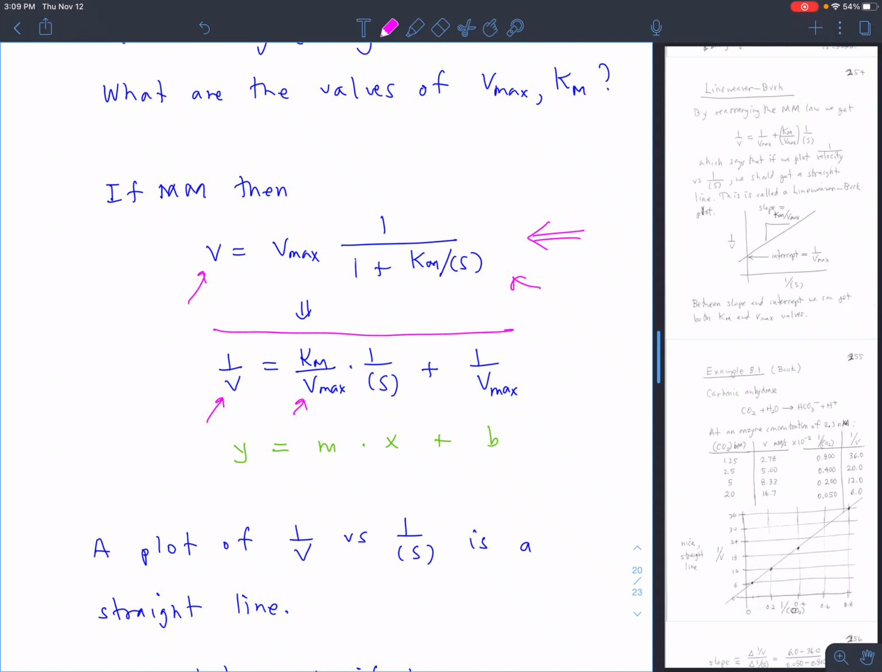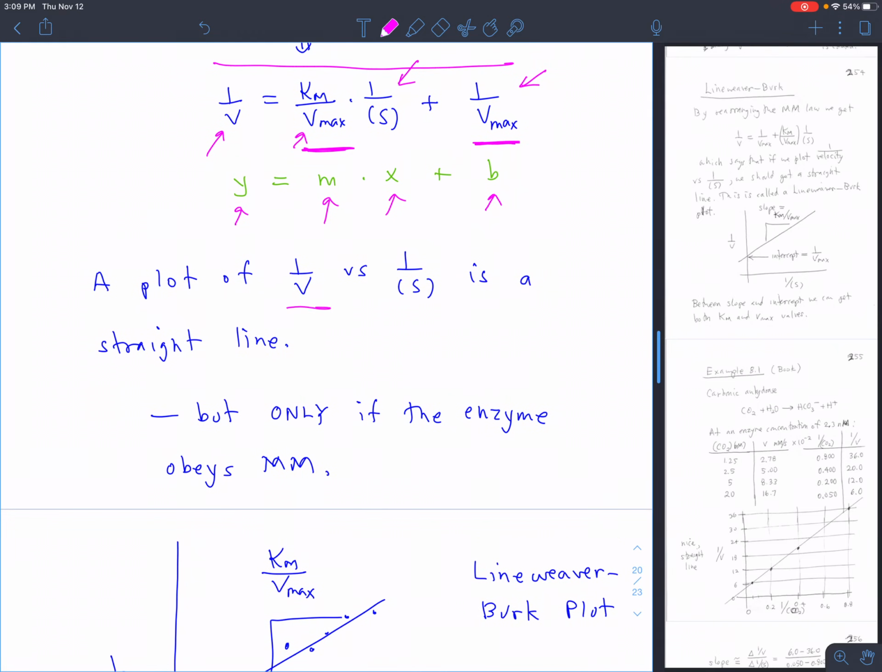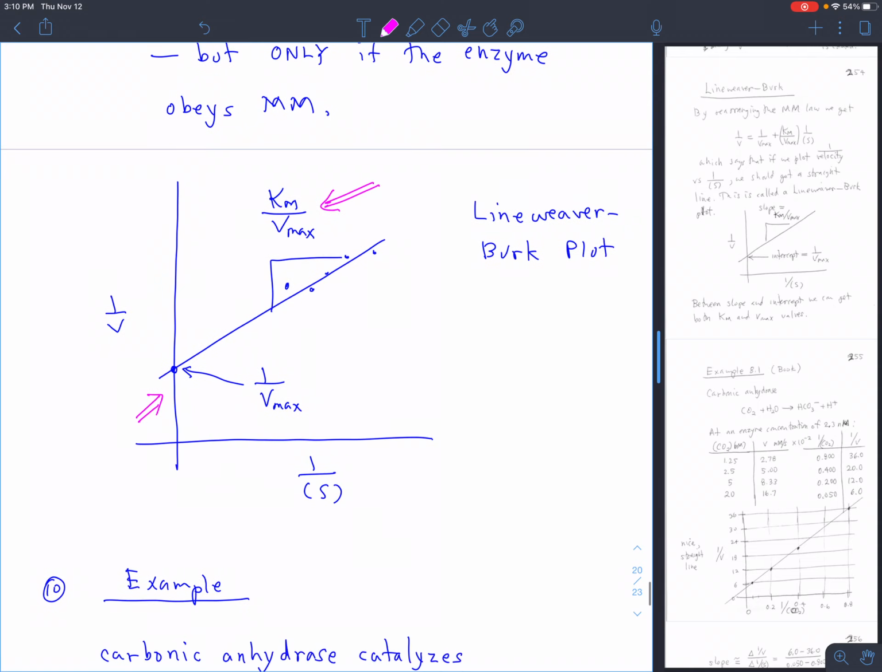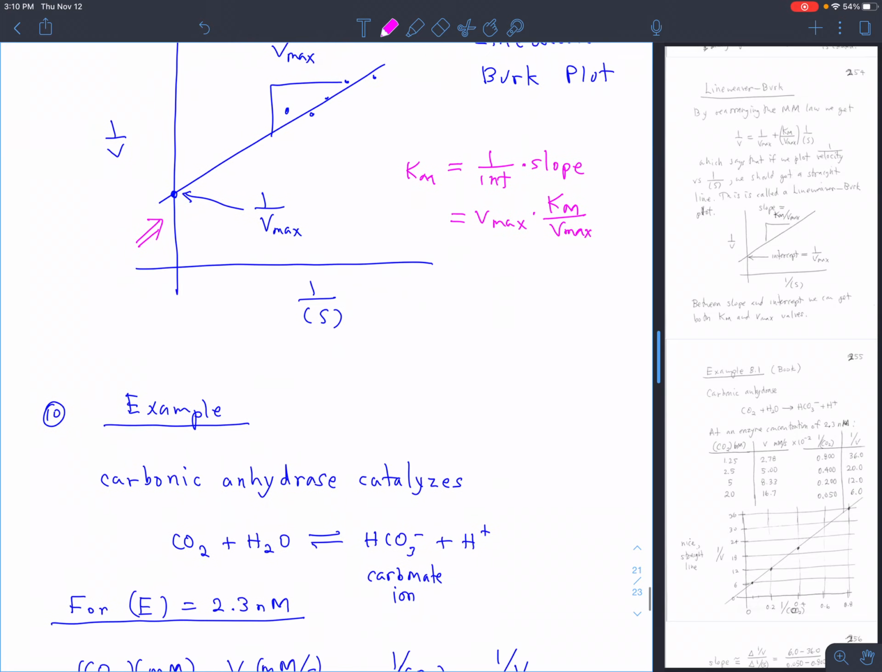1 over the velocity is equal to Km divided by Vmax times 1 over the substrate concentration plus 1 over Vmax. And that's in the form y equals mx plus b, where m is the slope, and that's equal to Km over Vmax. And the offset b is equal to 1 over Vmax. And what that says is that a plot of 1 over velocity versus 1 over substrate concentration should give a straight line, like in this picture. And furthermore, the slope of that straight line will be equal to Km over Vmax, and the intercept of that straight line on the y-axis would be equal to 1 over Vmax, which means that Km will be equal to 1 over the intercept times the slope. Or in other words, Vmax times Km over Vmax, which is obviously just equal to Km.